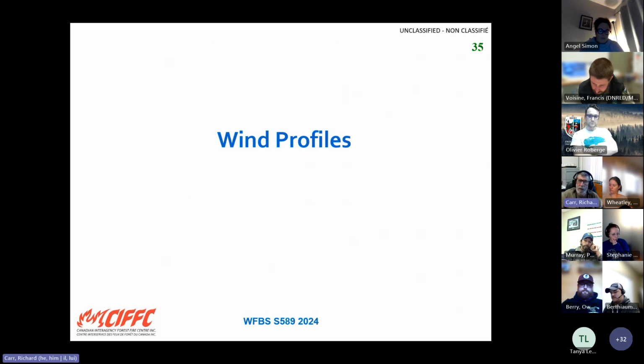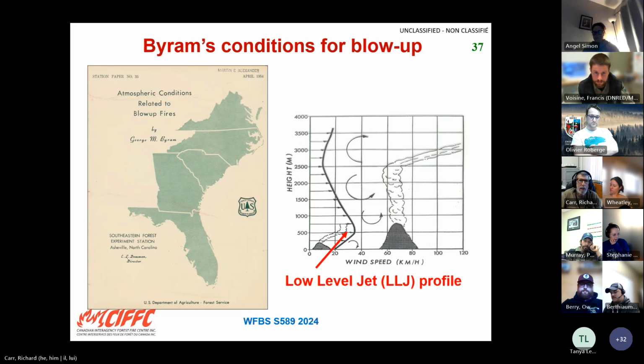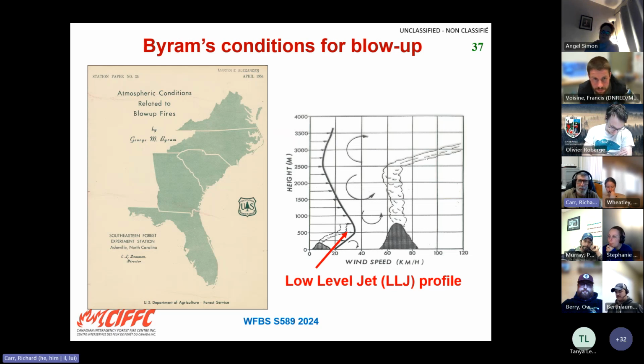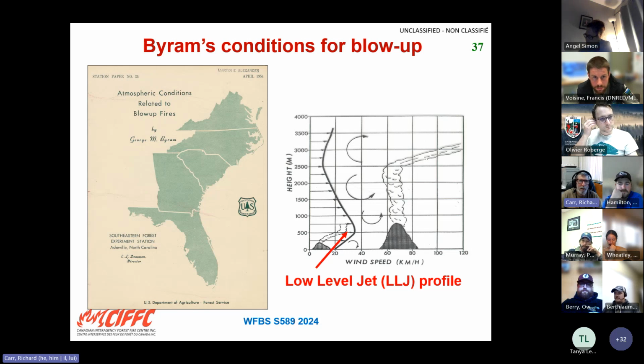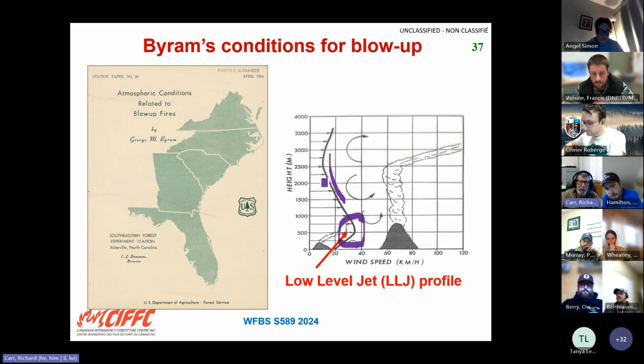And we'll jump into wind profiles for a bit. It's got an older origin than the Haines Index. George Byram's blow-up conditions were first described in the 1950s, so quite a long time ago. They tend to really focus on a fairly moderate to strong surface wind, maybe a low-level jet, and then kind of a decreasing wind as you get up to a certain point in the atmosphere, then increasing again. But let's just carry on to the next slide here.